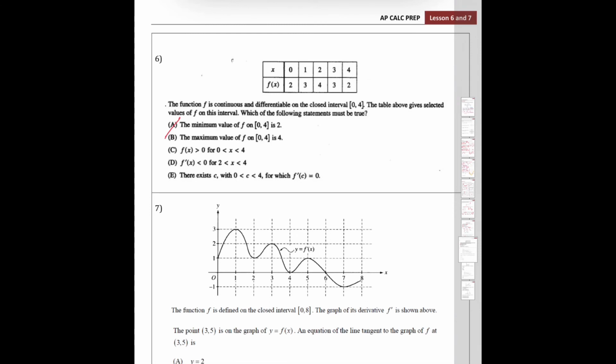Similarly, choice B is saying its maximum is 4, which does look true, but again, we don't know what's happening between those numbers, right? There could be, at 2.1, 4.3 or something like that, so it couldn't be choice B. Choice C is saying f of x is greater than 0 between 0 and 4. So it's saying it's positive. It looks like it's positive all along, but we don't know exactly what's happening in between those numbers. So choice C is also not the right choice.